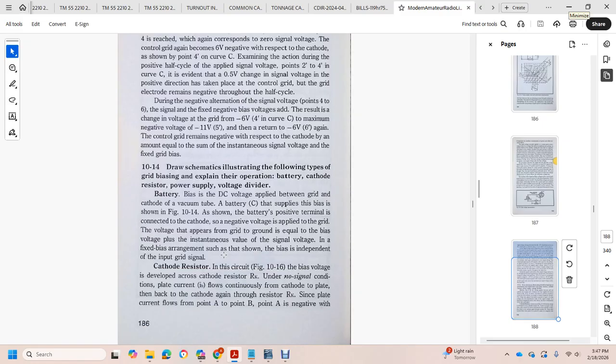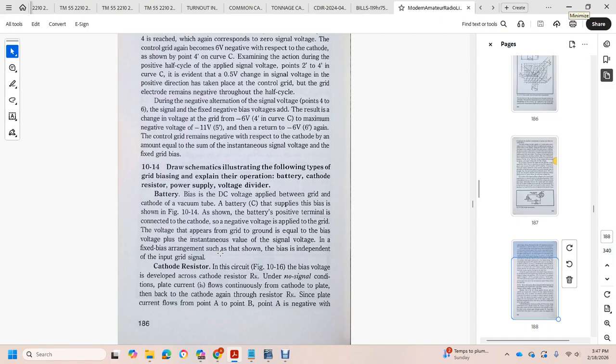Drawing a schematic illustrating the types of grid biasing explains the operation of battery, cathode resistive, and power supply bias. The battery bias is a DC voltage supply connected between the grid and the cathode of the vacuum tube, as shown in figure 10-14. The battery positive terminal connects to the cathode, so the negative voltage applied to the grid, the voltage appearing at the grid with respect to ground, is equal to the bias voltage plus the instantaneous value of the signal voltage. In the fixed bias arrangement shown, the bias is independent of the input grid signal.